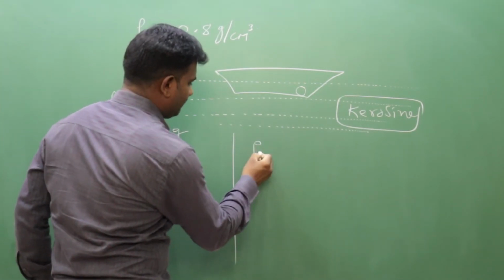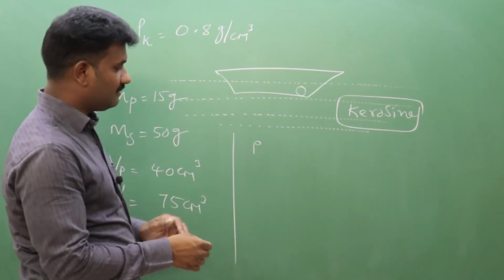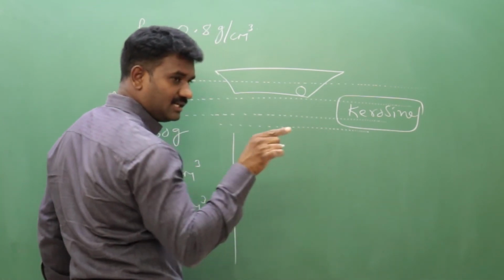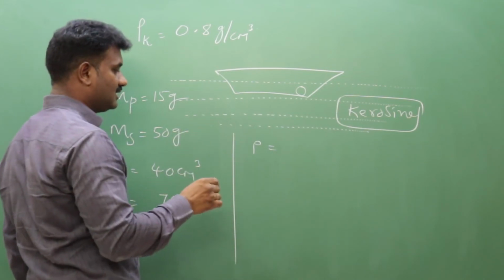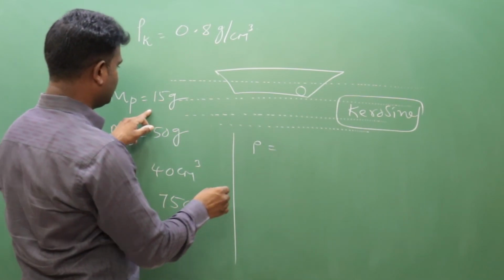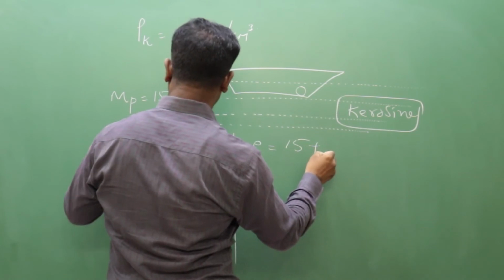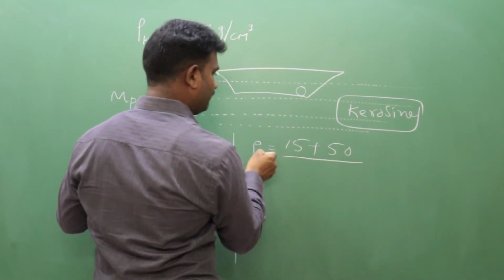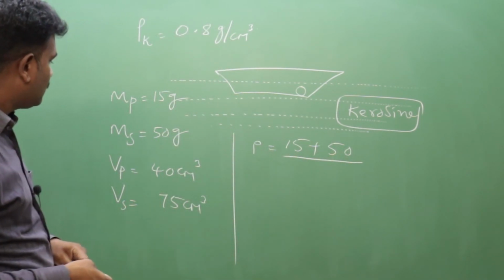So the density of the combination is nothing but total mass by total volume. This is what people generally do. So what is the total mass? 15 plus 50. And what is the total volume?